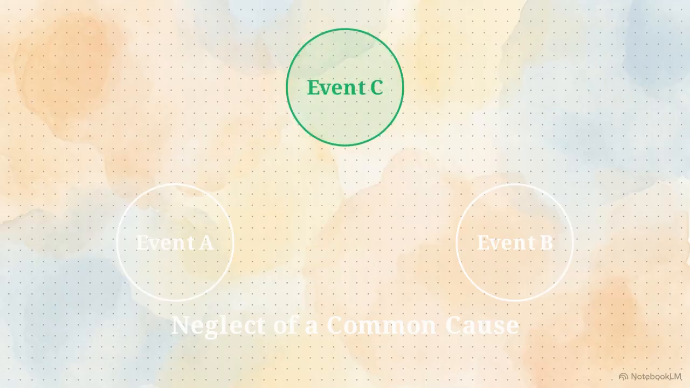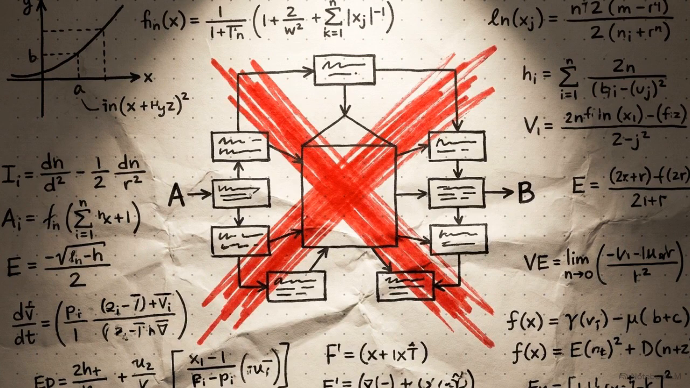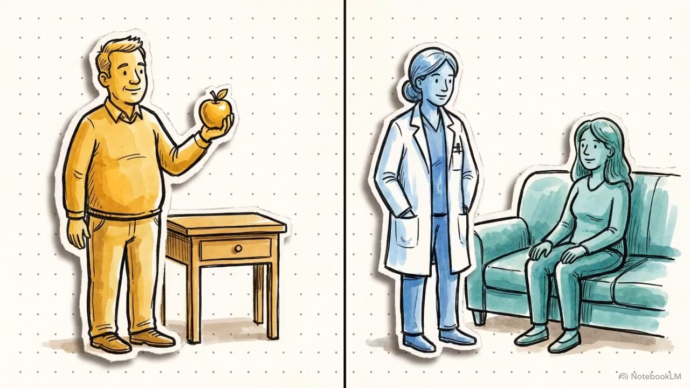As this diagram shows, assuming a direct link between A and B often leads to a specific error, the neglect of a common cause fallacy. This happens when an arguer misses a hidden, underlying third factor, C, that is actually triggering both A and B simultaneously. By ignoring that hidden variable, the argument fails to provide the best possible explanation for the events, making the entire premise logically invalid. Let's look at how this plays out on an individual level.